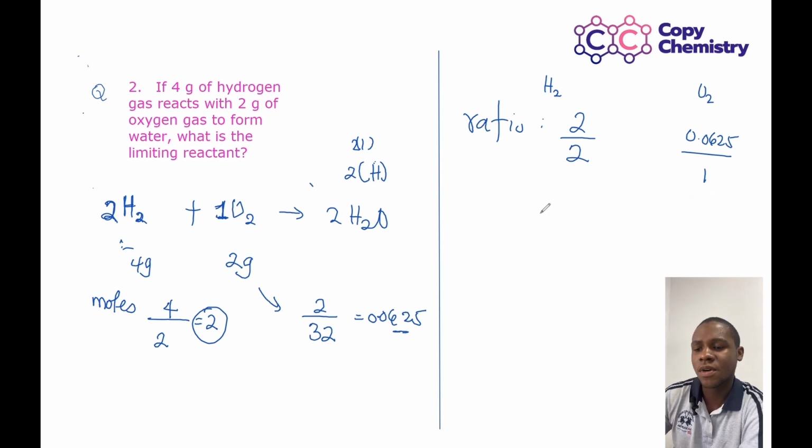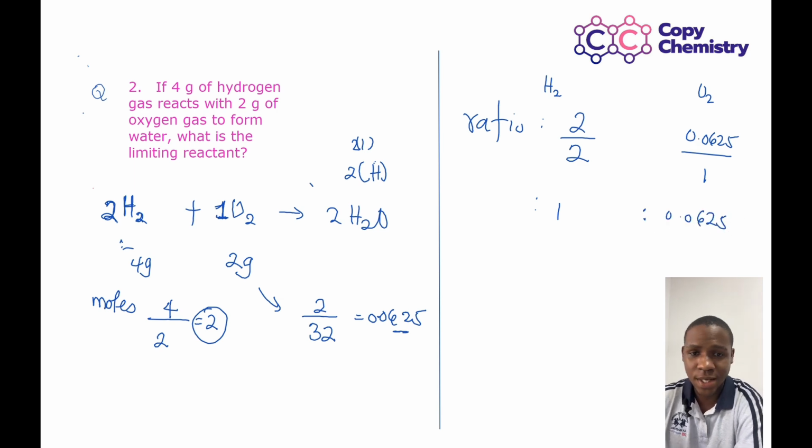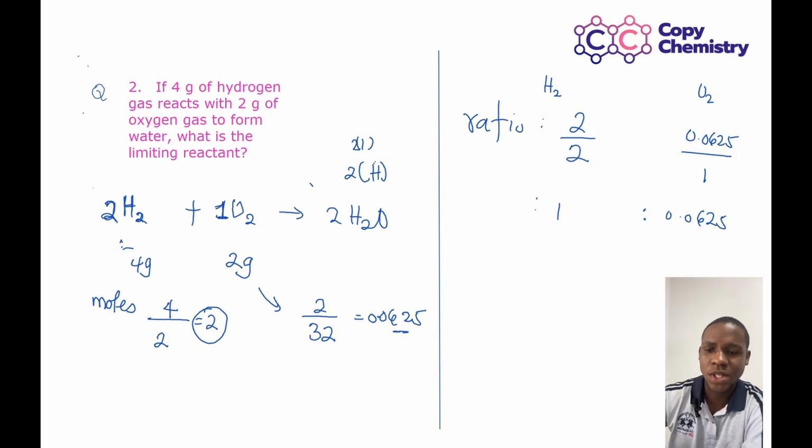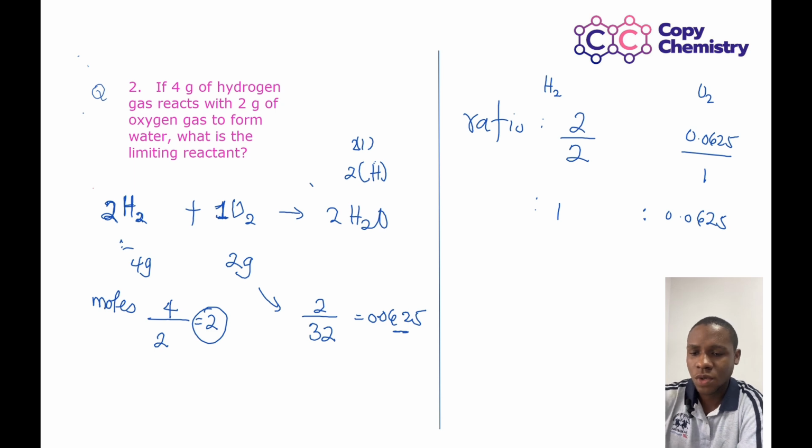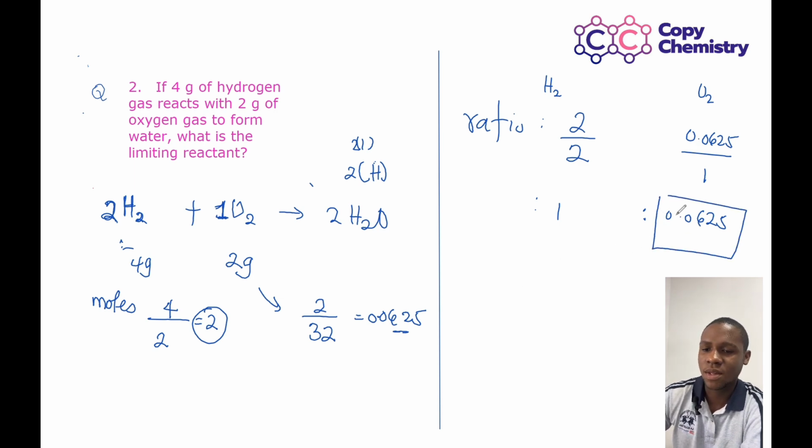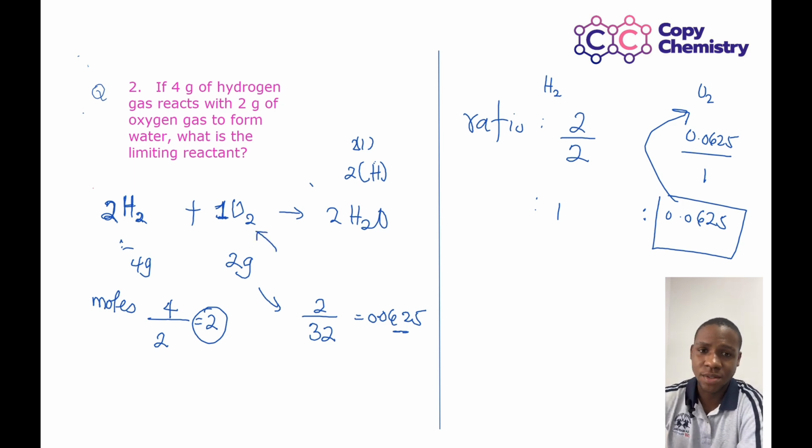That's the number that we have in the balanced equation. So have you been able to figure out why your equation has to be balanced before you start anything? It's because you will need it here, and you don't want to use the wrong numbers. So 1 ratio 0.0625, the smaller one here is this, and that means that oxygen is our limiting reagent. That's the smaller one.